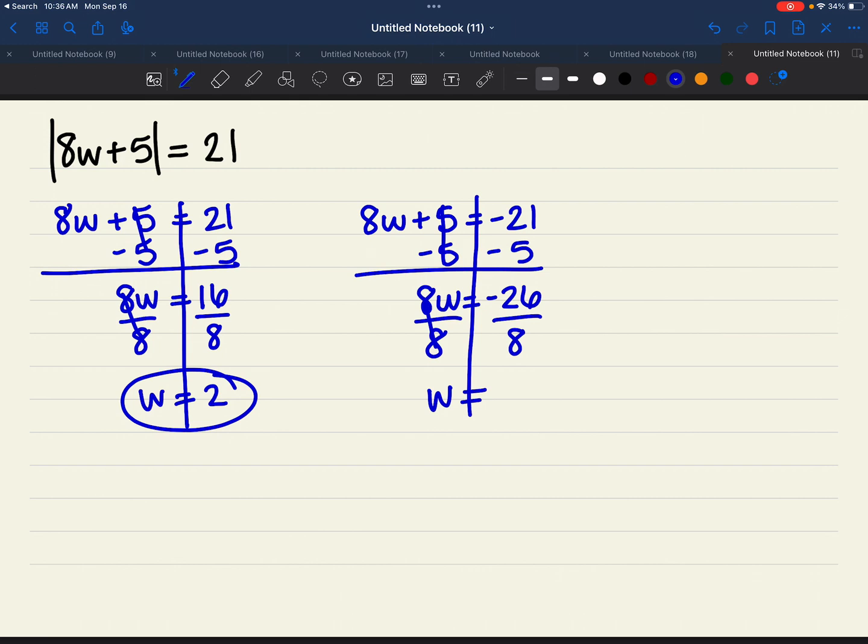You have calculators. It's not a whole number. What's 26 divided by 8? Negative 3.25. Good question. So my two solutions here are w equals 2 and w equals negative 3.25.